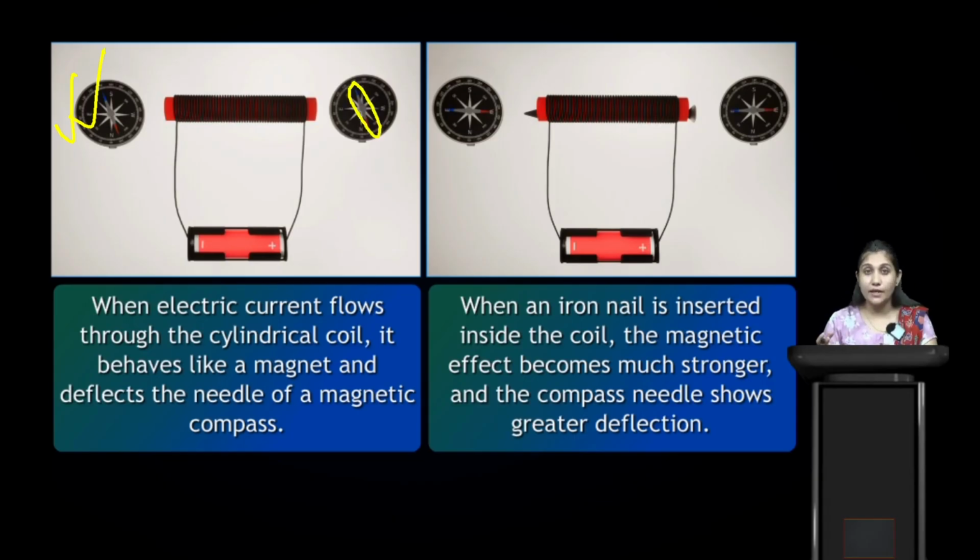But what happened when the iron nail is inserted into the coil? The magnetic effect becomes stronger. That's why the deflection occurs in this range. Before, the deflection was this much, and after the nail is inserted into the paper, the deflection was this much.